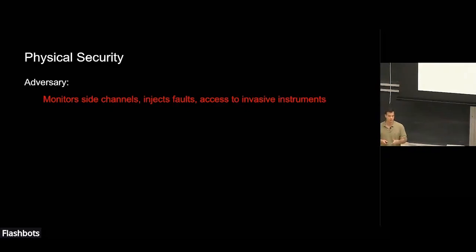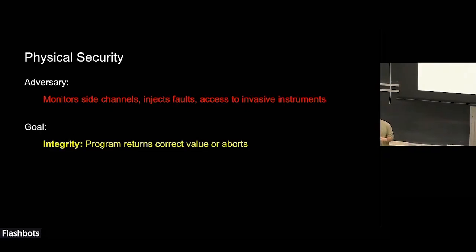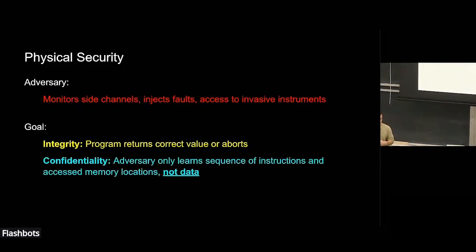And we have two kinds of goals that we could strive for with physical security. The first and easier of the two is integrity, meaning that a program only returns a value if it's correct or doesn't return anything at all. The more challenging property, but also the more interesting, is confidentiality, which broadly means that the program doesn't leak. But I think we can be a bit more specific.